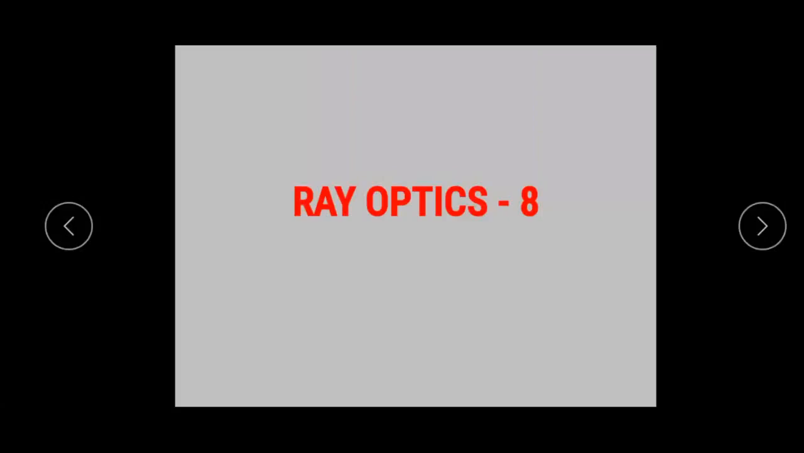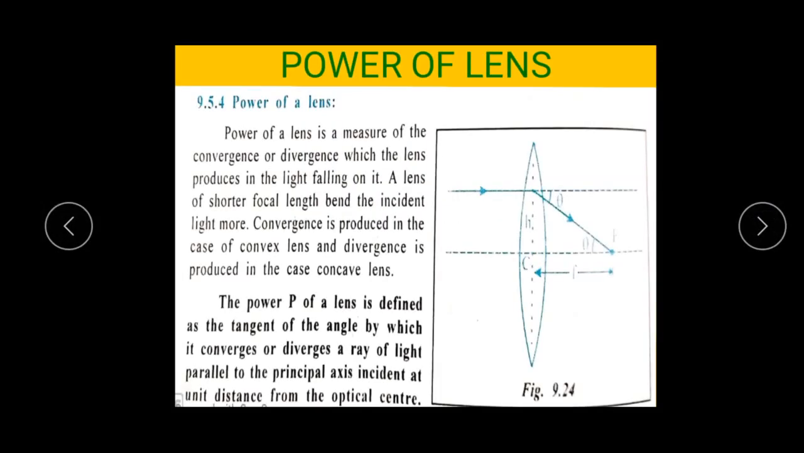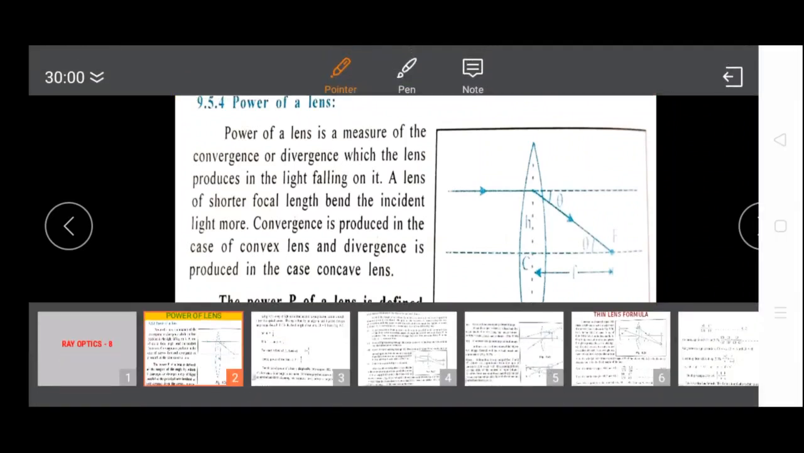The next part of ray optics is the power of a lens. What is the power of a lens? The power of a lens measures the convergence or divergence which the lens produces in the light falling on it. A lens of shorter focal length bends the incident light more. The convergence is produced in the case of a convex lens and divergence is produced in the case of a concave lens.